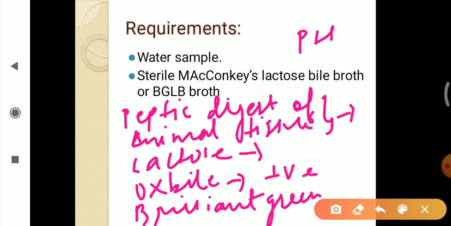Then there is the brilliant green. It has two functions. It will act as a pH indicator dye and it will also inhibit the fastidious gram-negative bacteria. So this is the composition of the BGLB broth. It consists of peptic digest of animal tissue, lactose, ox bile, brilliant green, and we maintain the pH.